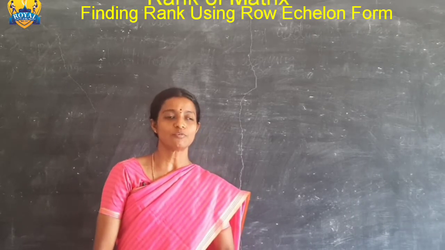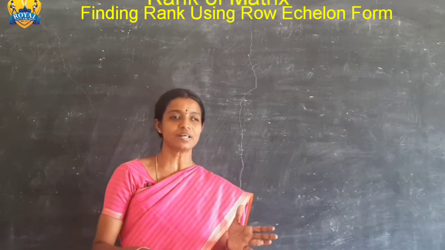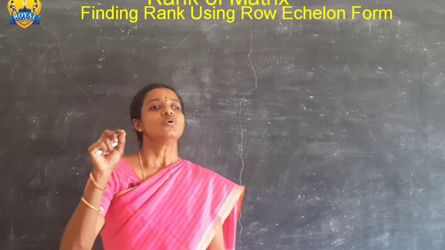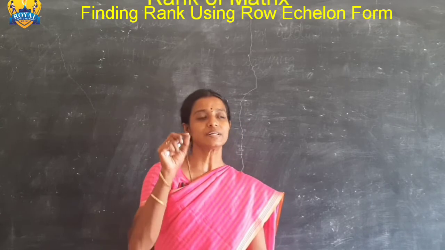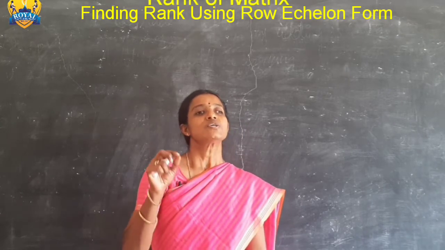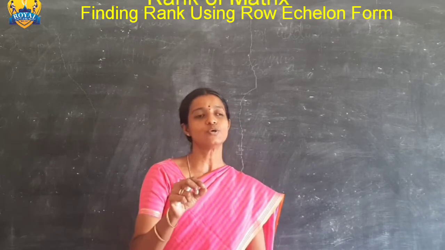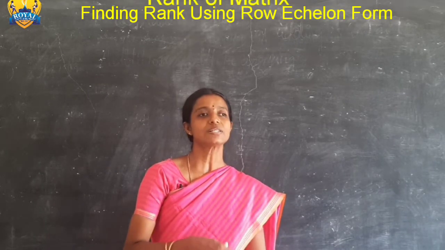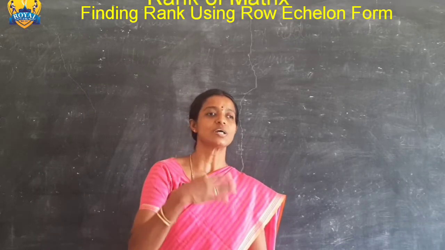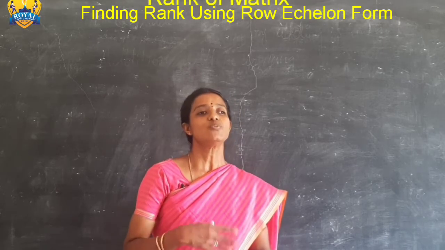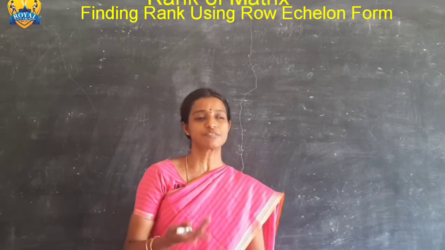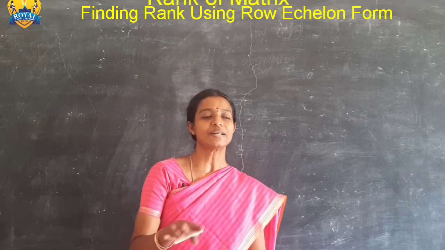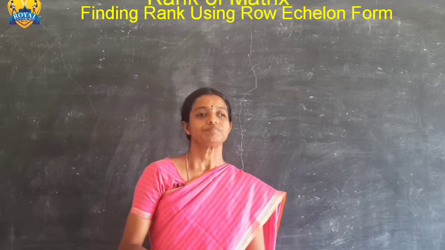What is a row echelon form? Row echelon form is nothing but where you have to bring the smallest element in the first row, first column. So with the help of that value, bring the remaining elements below the first non-zero element as zeros, and you must try to bring as many zeros as possible to bring the complete matrix to a row echelon form.